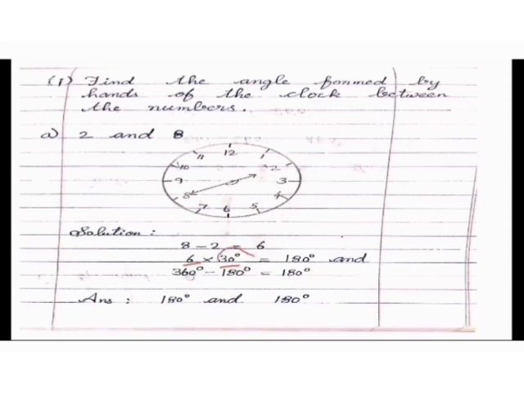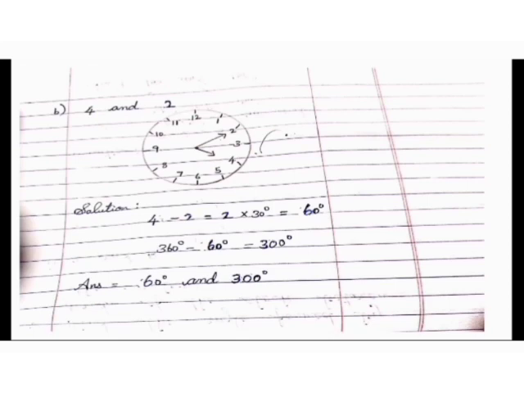Why are we writing 30 degree here? Already it's given that two consecutive numbers on the clock is 30 degree. Yes. So 6 into 30 degree is equal to 180 degree, and then that complete angle, how much is it? 360 degree minus 180 degree is equal to 180 degree, and then your answer is 180 degree and 180 degree.